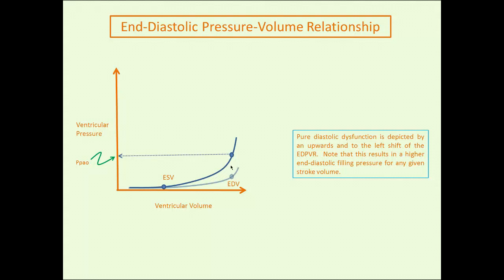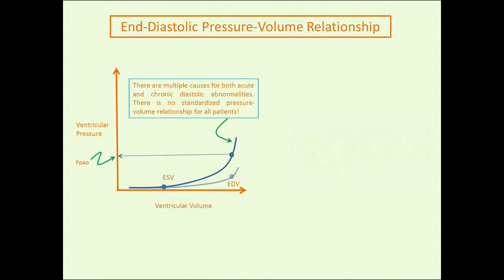So you can see that for the same end diastolic volume between these two patients, there's going to be a very different pulmonary artery occlusion pressure. This is the end diastolic pressure that you're trying to measure at the end of the A wave before the C wave, i.e. at the Z point of your pulmonary artery occlusion pressure. This pressure could mean very different volumes in very different patients. And there's multiple causes for both acute and chronic diastolic abnormalities, and there's no standardized pressure-volume relationship for all patients. It just doesn't exist. So trying to apply a single wedge pressure for all patients is going to lead you astray.